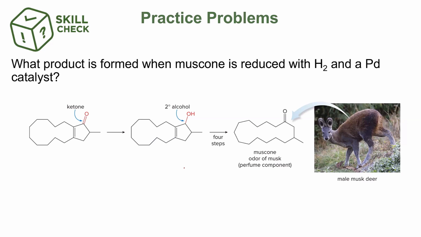So what product is formed when muscone is reduced with H2 and a palladium catalyst? In muscone, we have a ketone. We have a secondary alcohol. This is going to undergo some reduction reaction, but it won't use H2 palladium because this was left alone. And then 4 steps later, we get muscone, which is the odor of musk.